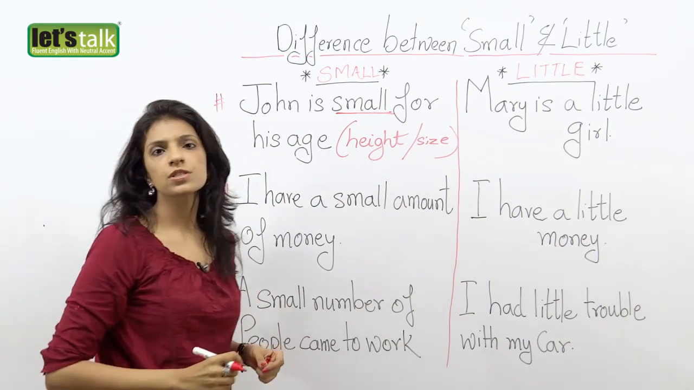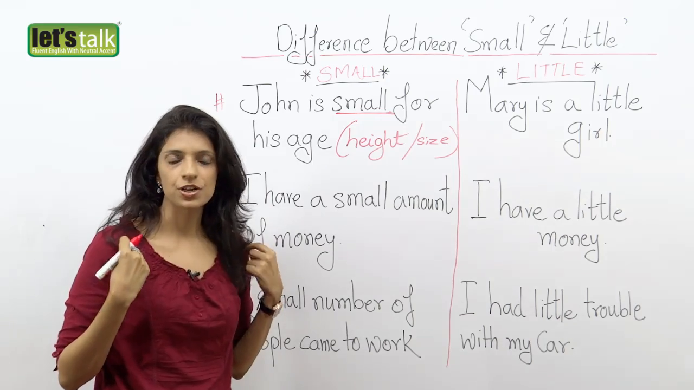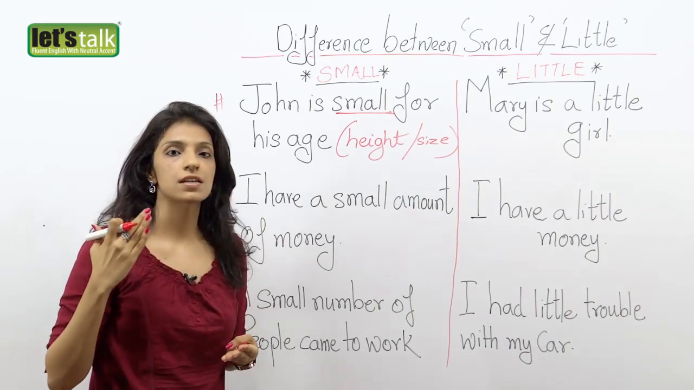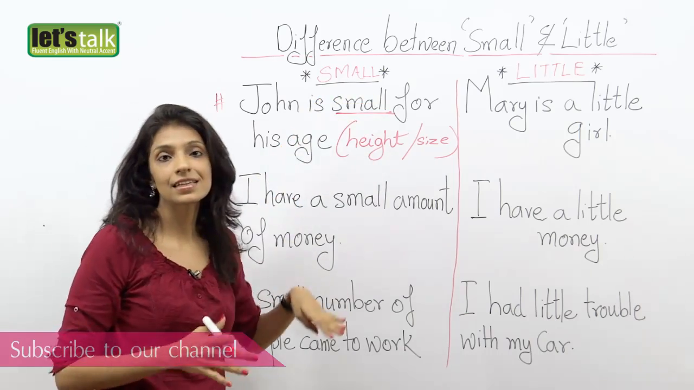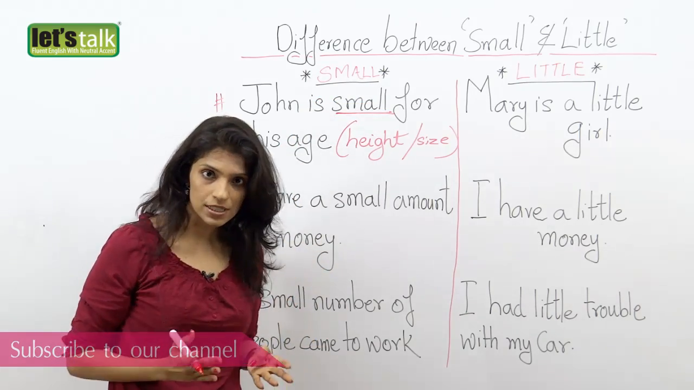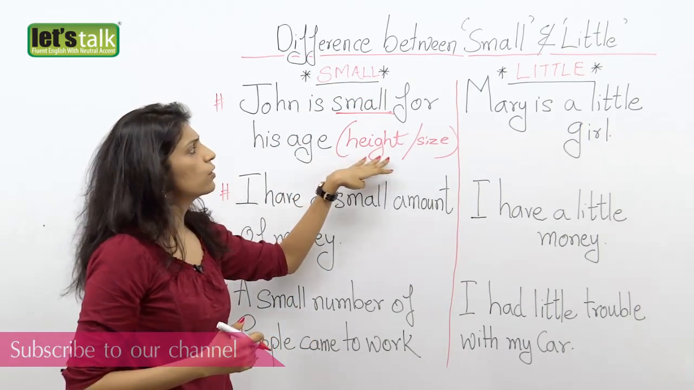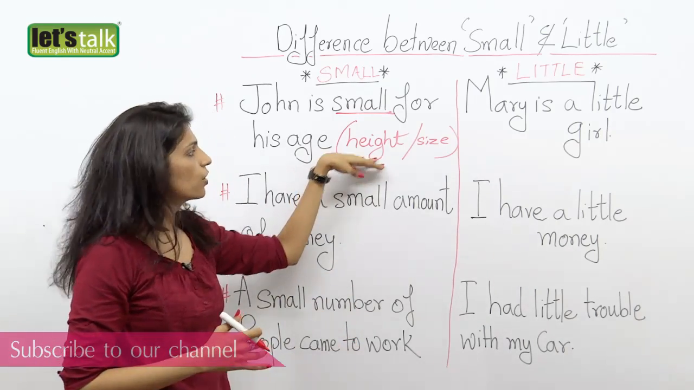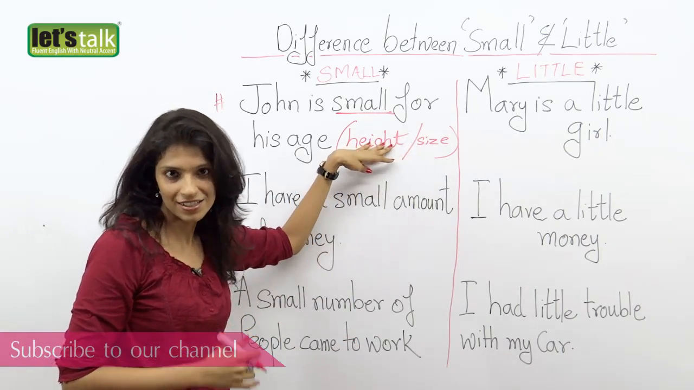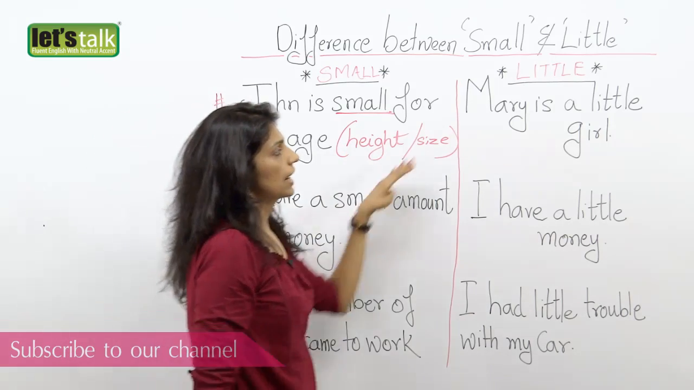Sometimes we also say I wear a small size shirt, right? You have small, medium, large and XL. So you always say small size. You do not say a little size. Many times we talk about really short people or petite people being small built. So we talk about their size or their height. Alright. Now let's take a look at little.